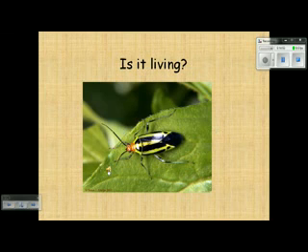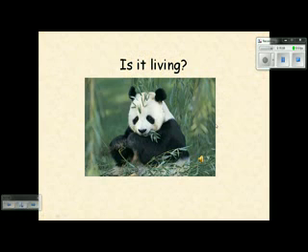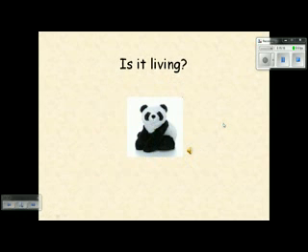What do we have here? It's a bug. Let's listen to the sound. Can you hear it? Yes, it can move and grow and eat and drink. So, it's a living thing. Very good. Yes. What about this? It's a panda. Can you hear it chewing the food? It's eating. Yes, so it's a living thing. Very good.